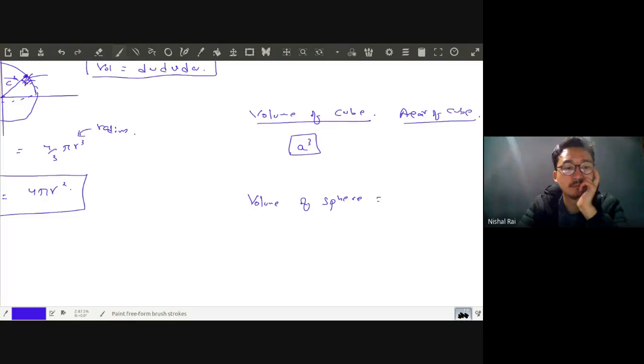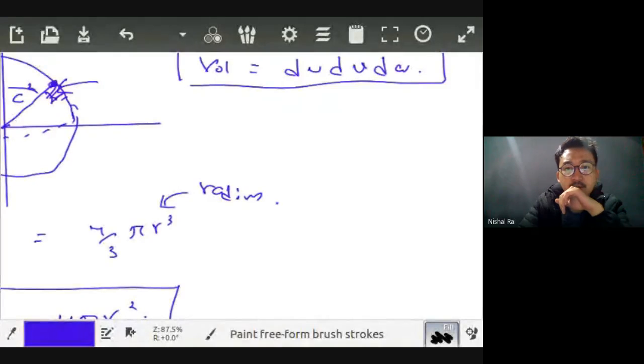Volume of sphere is 4 by 3 pi r cube. So actually, what is the volume of the sphere given by? 4 by 3 pi r cube.